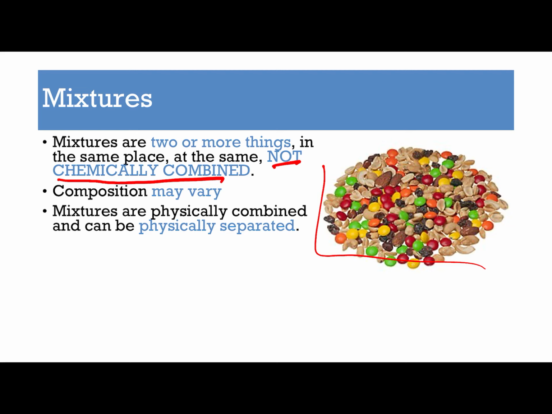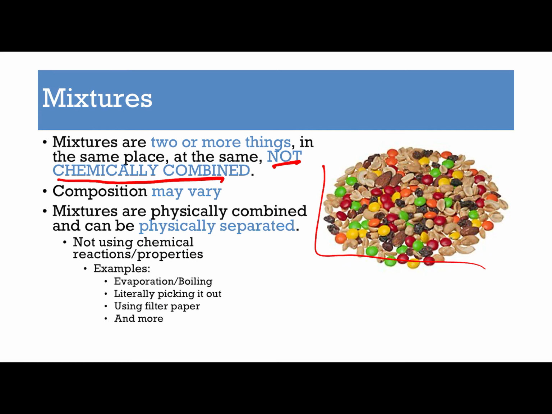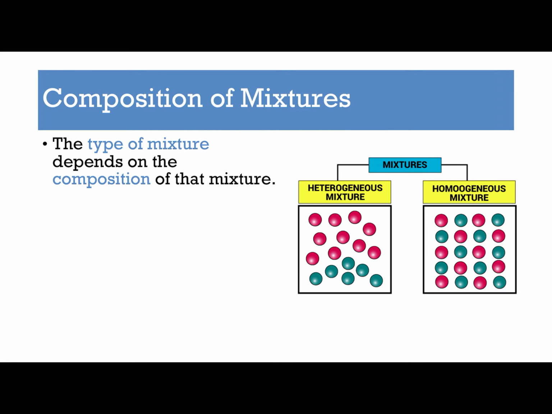Mixtures are physically combined and can be physically separated. And so what physically separated means is we're not using chemical reactions or these properties. Again, things we will get into shortly. So examples of physically separating stuff is evaporating and boiling stuff, literally picking it out, using filter paper, and more. So if I wanted to separate the M&Ms out of this trail mix, I can literally just pick up the M&Ms and separate my mixture.